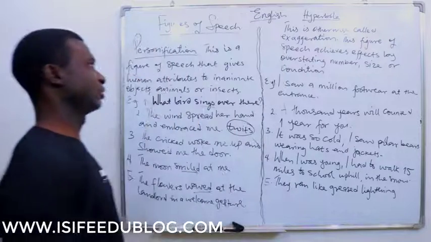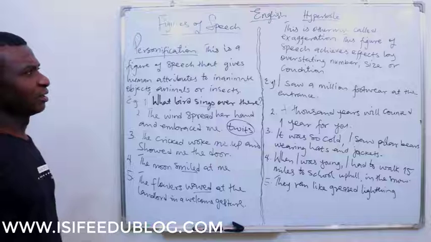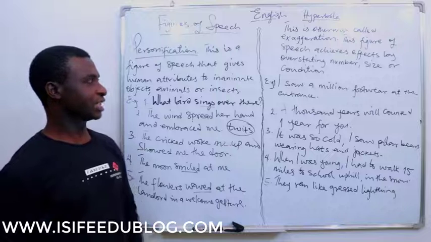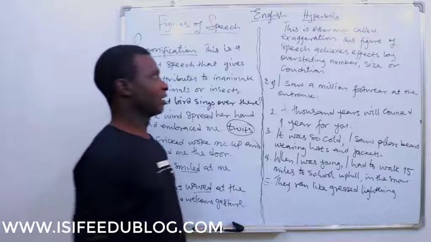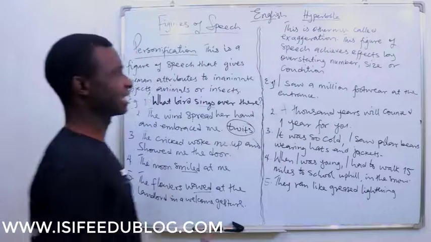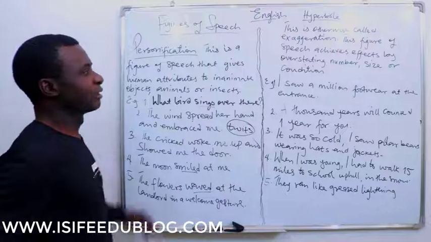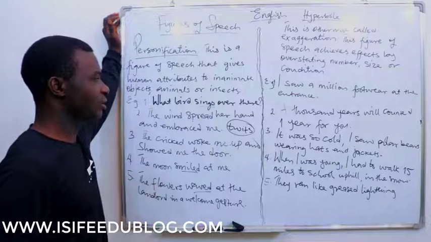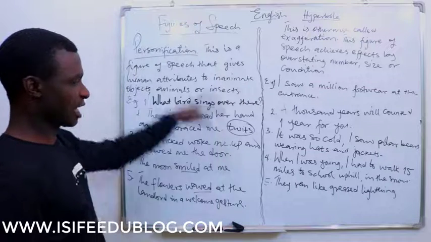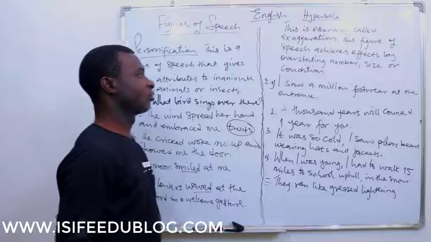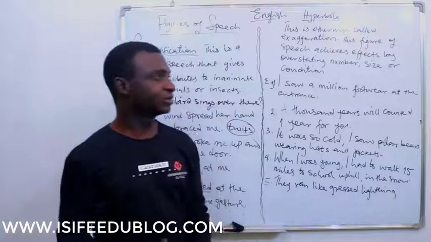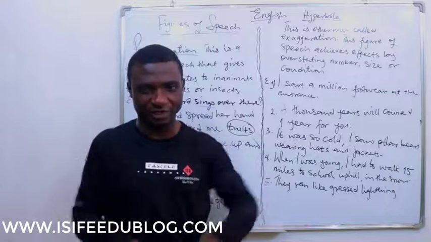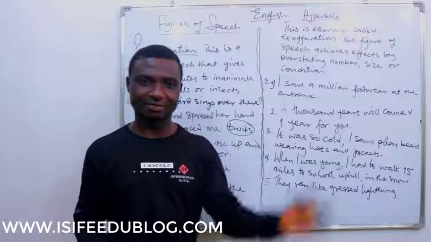Next is hyperbole. This is otherwise called exaggeration, or overstatement. That is another name for hyperbole. This figure of speech achieves effects by overstating number, size, or condition. I will have a couple of examples here. Overstate something. Overblow it. Say it more than it appears so that the person who was not there will feel the impact. I didn't attend a party.